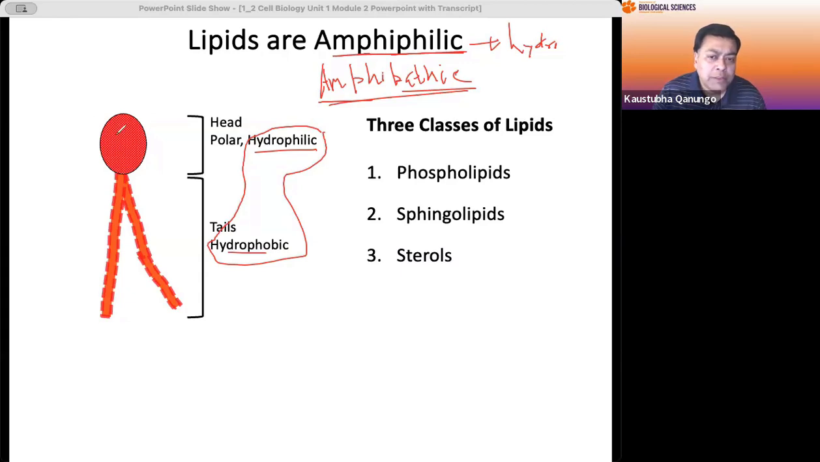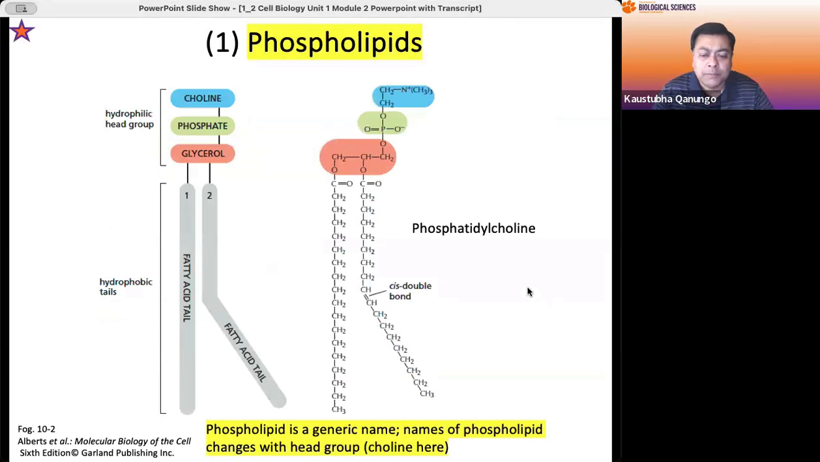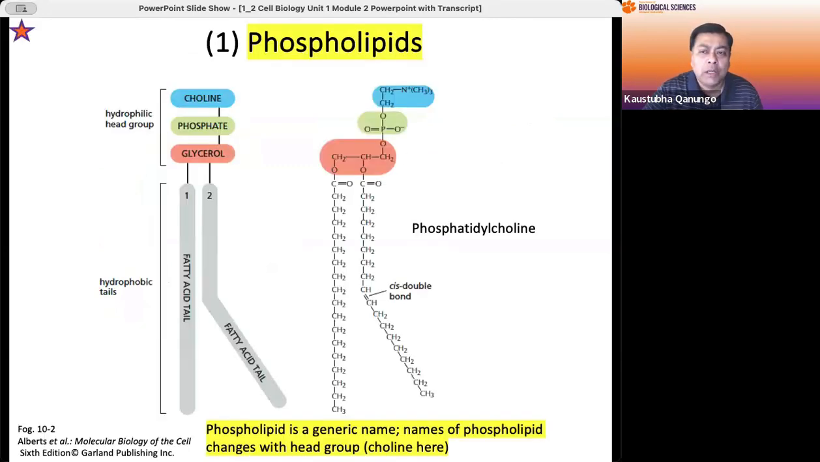So here, what you're seeing, there's a head group. This is polar, which means that it contains charges and it can form hydrogen bonds. And these are the fatty acid tails. And there are 3 classes of lipids: phospholipids, sphingolipids, and the sterols. Know those, very straightforward. So let's move on to some of the important part. Here we are looking at the 3 different classes: phospholipids, sphingolipids, and the sterols. We are looking at the first one, which is the phospholipid.